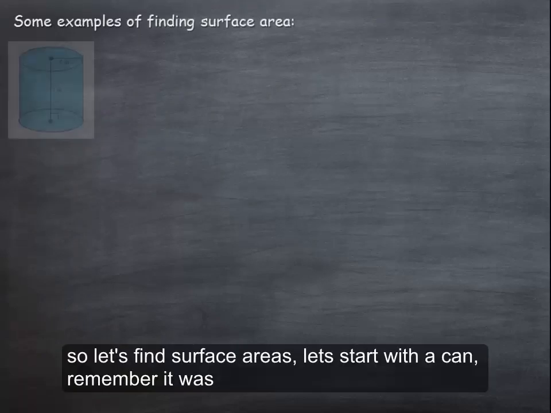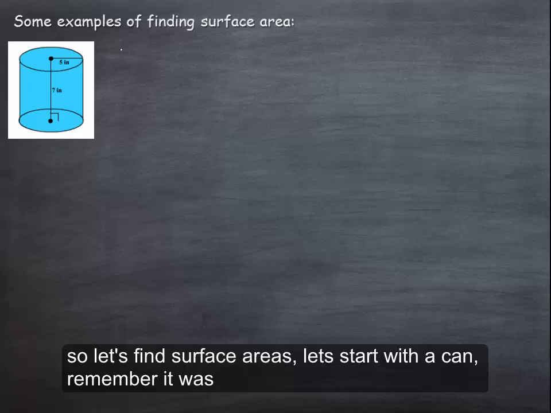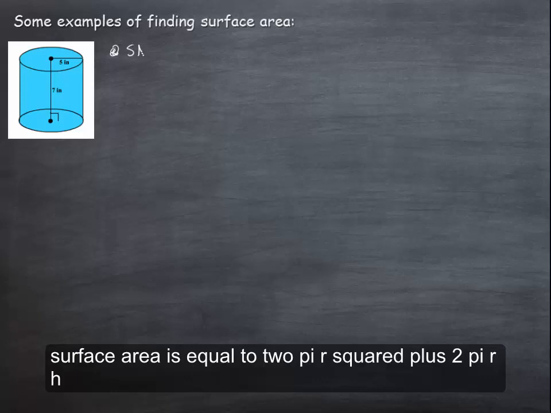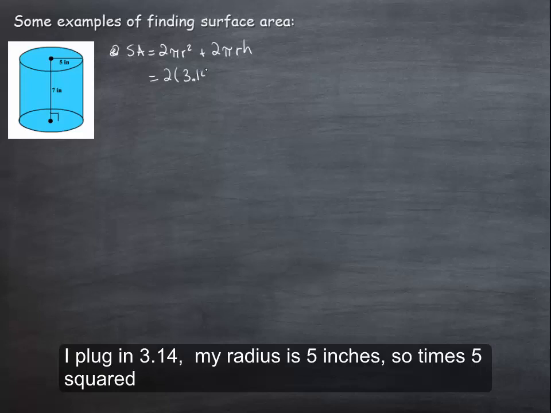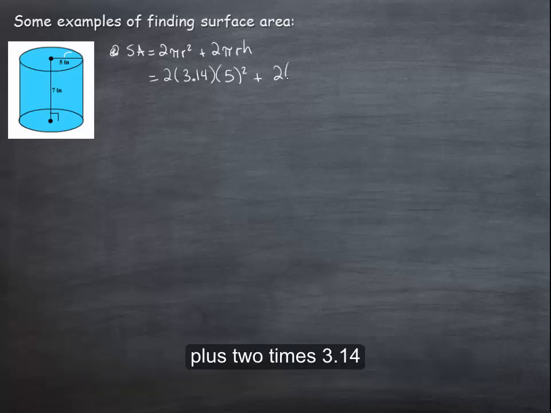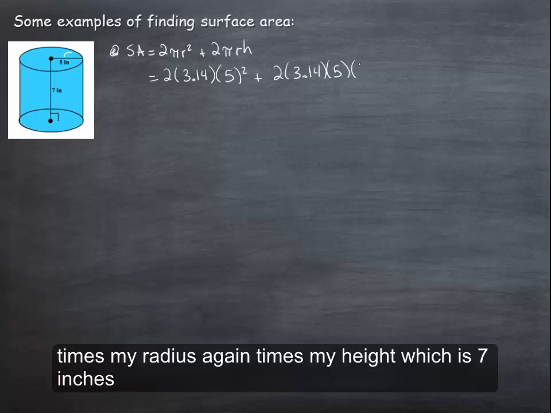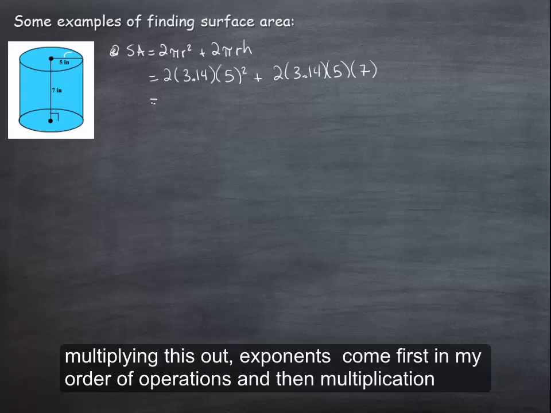So let's find surface areas. Let's start with a can. Remember, surface area is equal to 2 pi r squared plus 2 pi r h. I plug in 3.14 for pi. My radius is 5 inches, so 2 times 3.14 times 5 squared plus 2 times 3.14 times my radius again, times my height, which is 7 inches.